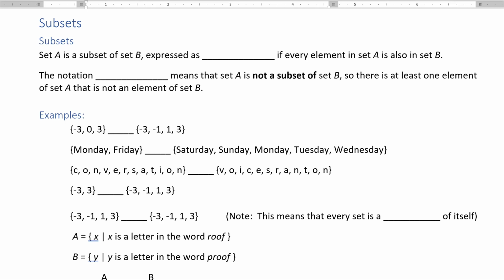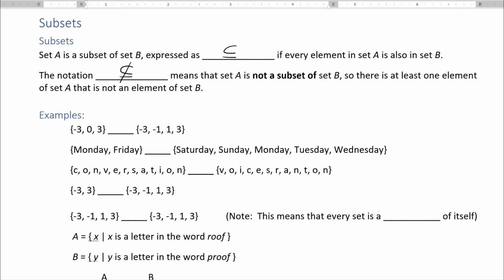Today's lesson is on subsets. Set A is a subset of set B, expressed with this notation, if every element in set A is also in set B. So the notation with a slash in it means that set A is not a subset of set B. So there is at least one element in set A that is not an element of B.